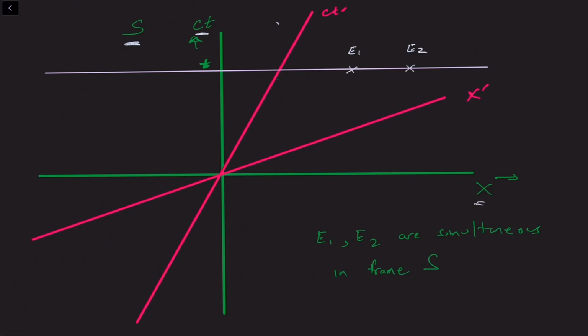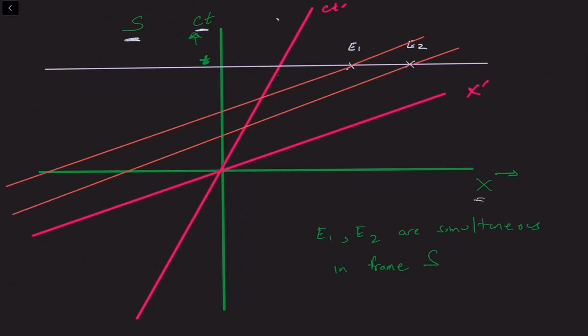Now we would like to know, do observers in the frame S prime perceive them to be non-simultaneous? So to locate their time coordinates according to observers in the frame S prime, what we would need to do is draw grid lines which are parallel to the x prime axis, and passing through the points E1 and E2 respectively. So we draw two different lines. So let's draw those lines.